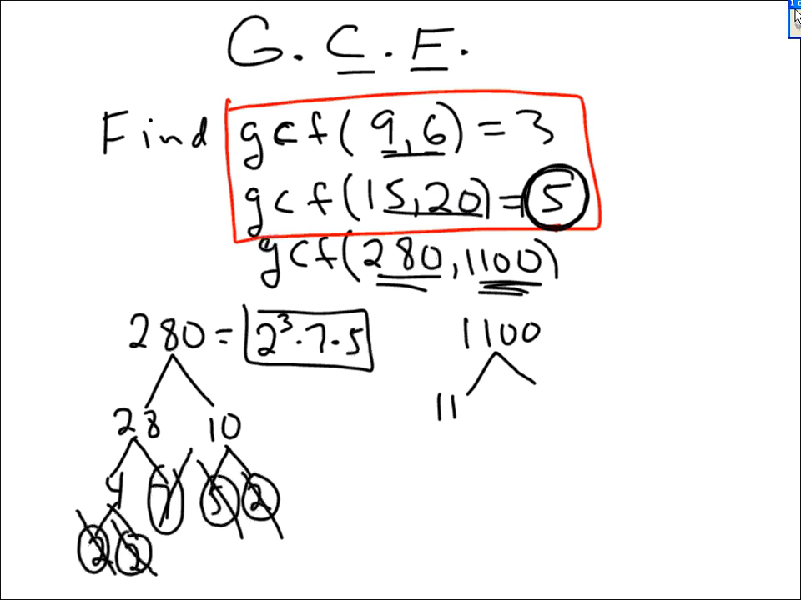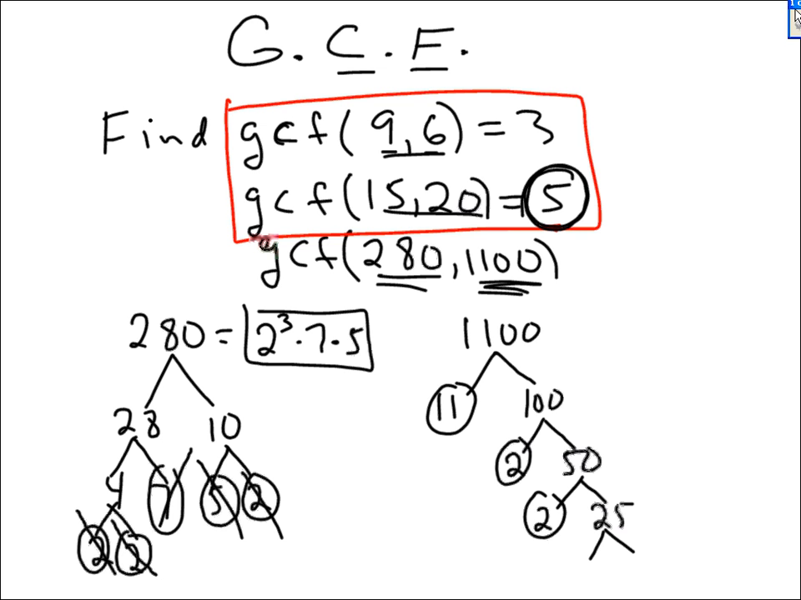1100, well, that's 11 times 100. 11 is prime. 100 is 2 times 50. 2 is prime. 50 is 2 times 25. 2 is prime. 25 is 5 times 5. The 5 is prime. So the prime factorization of 1100 is 11 times 2 times 2, which is 2 squared, times 5 times 5, which is 5 squared.